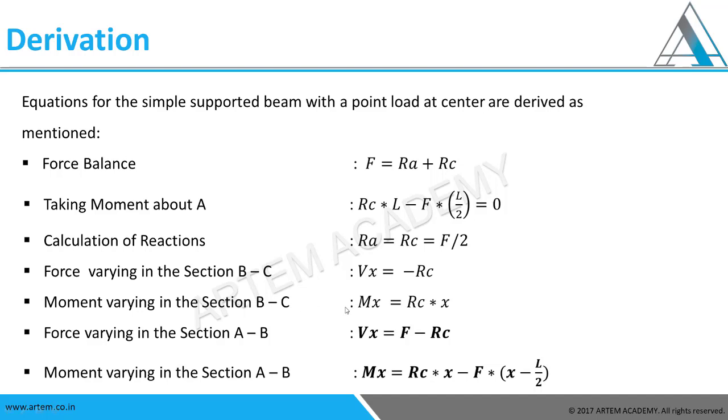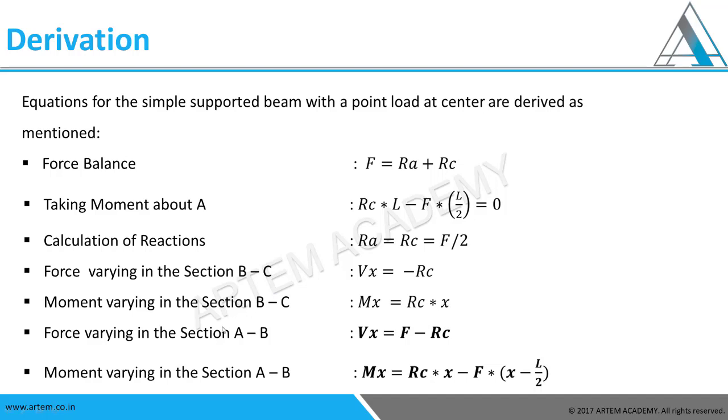Whereas in the moment section we can see there is an x term that is coming. So it depends on the value. It will be varying linearly. We can get an idea from that because x has a power of 1. So Mx equals RC into x, which means that at x equals 0, this would be 0. That gives us another hint that at the supports, there would be a 0 moment. So it gives us another hint to cross-verify whether we have drawn our SFD and BMD correctly or not. So this is the moment that we would be getting in the section BC.